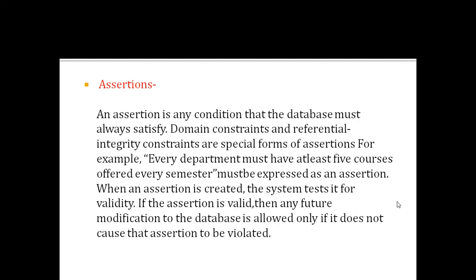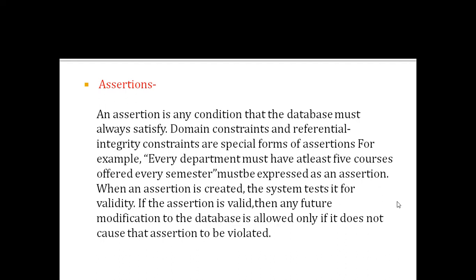And the last is the assertion. An assertion is a condition that the database must always satisfy. The domain constraint and referential integrity constraint are special forms of assertion. For example, every department must have at least five courses offered every semester must be expressed via an assertion. Once an assertion is created, the system tests it for validity. If the assertion is valid, then any future modification in the database is allowed.